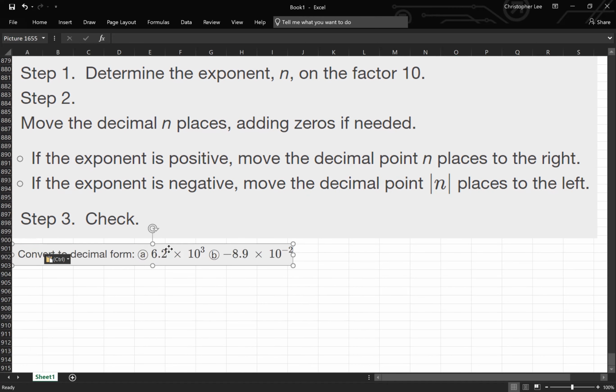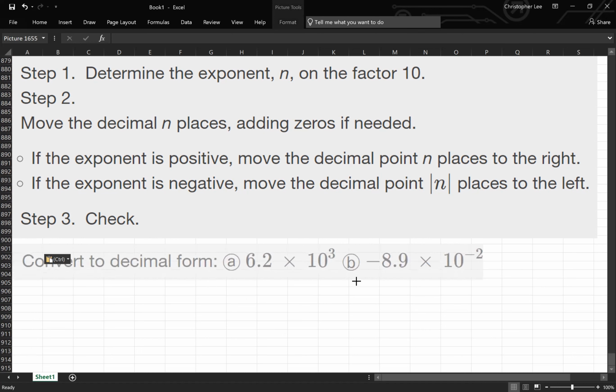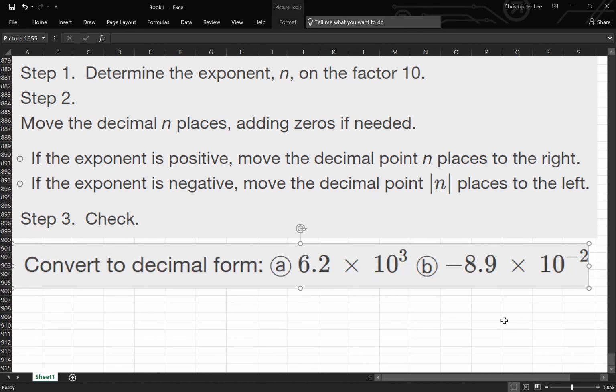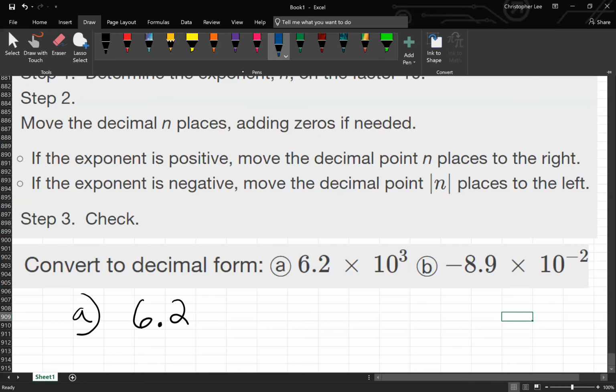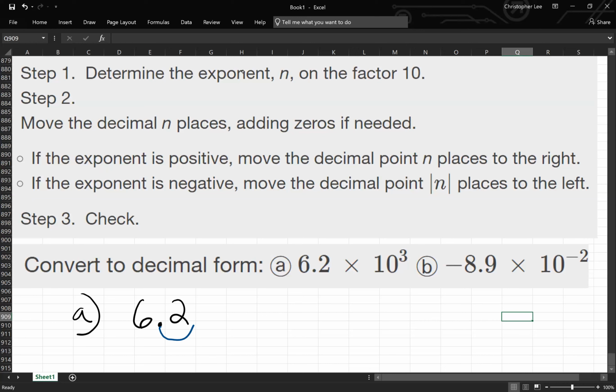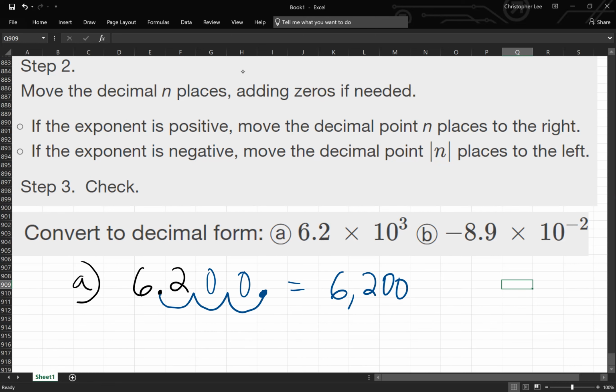All right. So I want to convert to decimal form 6.2 times 10 to the third power, right? We'll do A. So watch what I could do here. I have 6.2. And I'm going to multiply that by 10 to the third power, right? Easiest thing for me to do, take the decimal, move it over 3 spaces. 1, 2, 3. Right? Add on 2 zeros here. So what does that equal? 6,200. That's what 6.2 times 10 to the third is. Simple, right? Let's look at B.